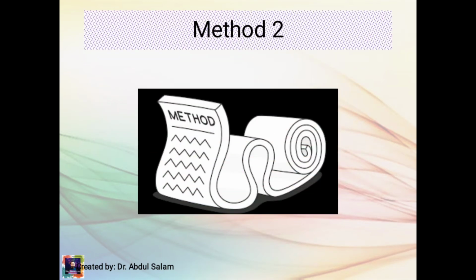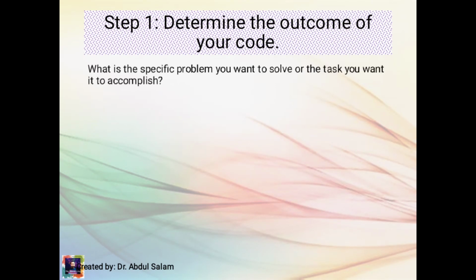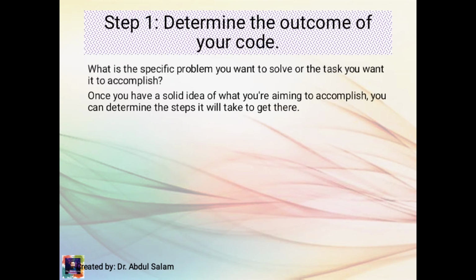Method number 2. Step 1 is to determine the outcome of your code. What is the specific problem you want to solve or the task you want it to accomplish? Once you have a solid idea of what you are aiming to accomplish, you can determine the steps it will take to get there.